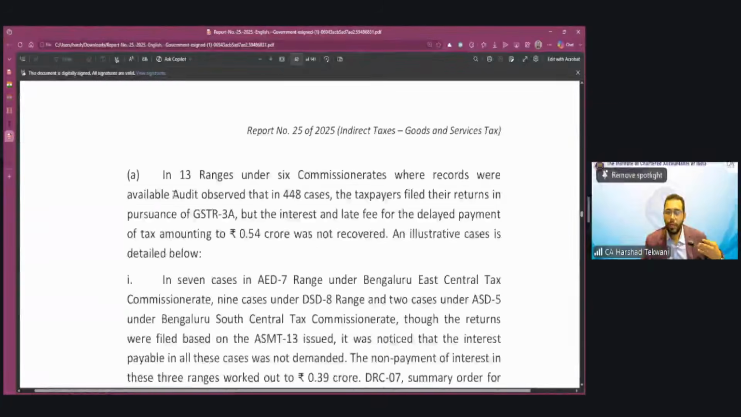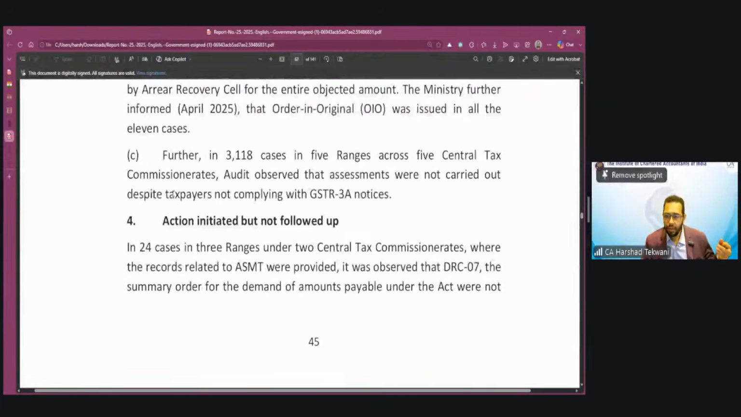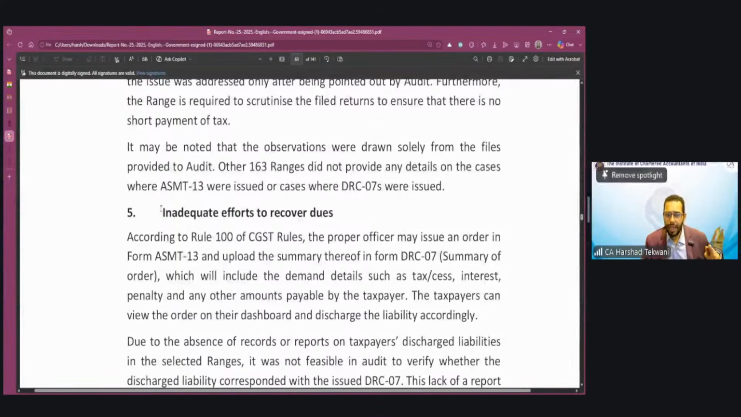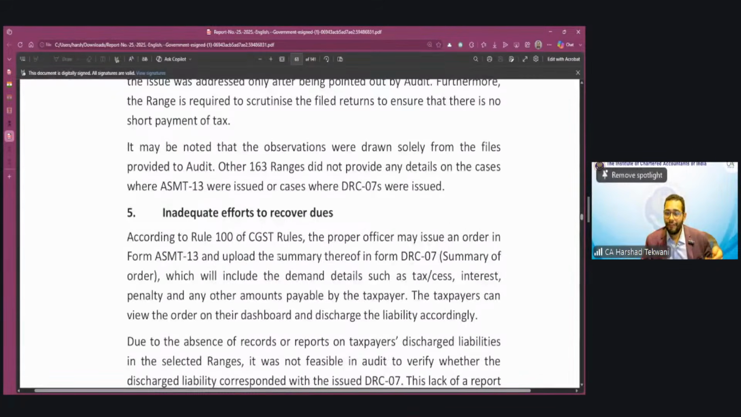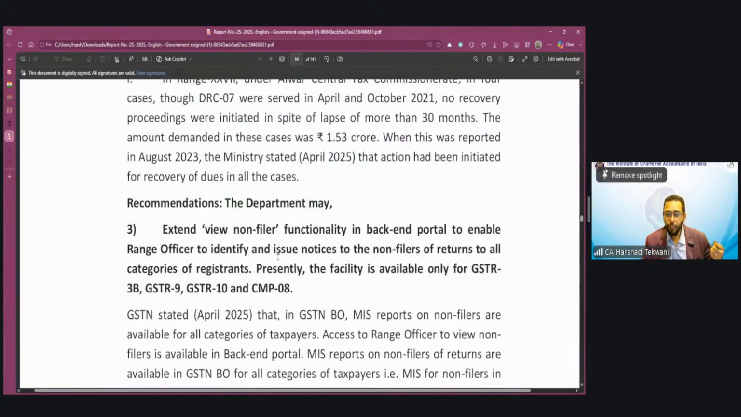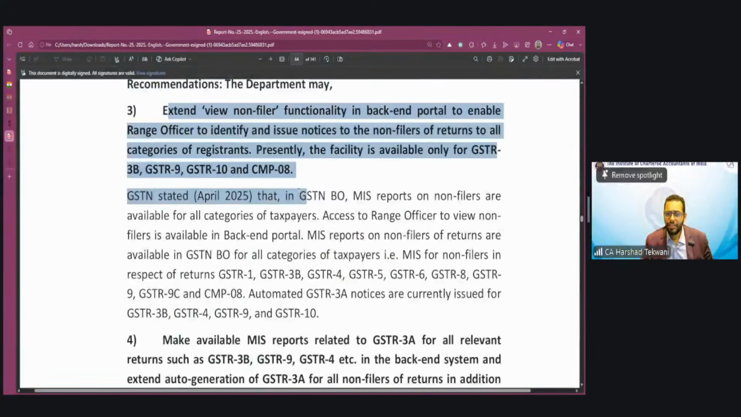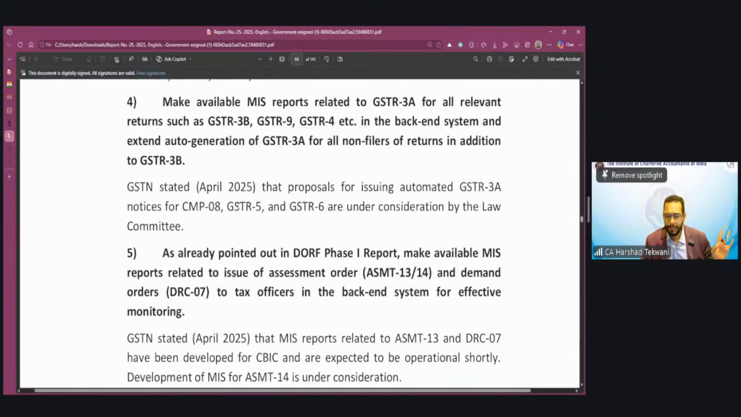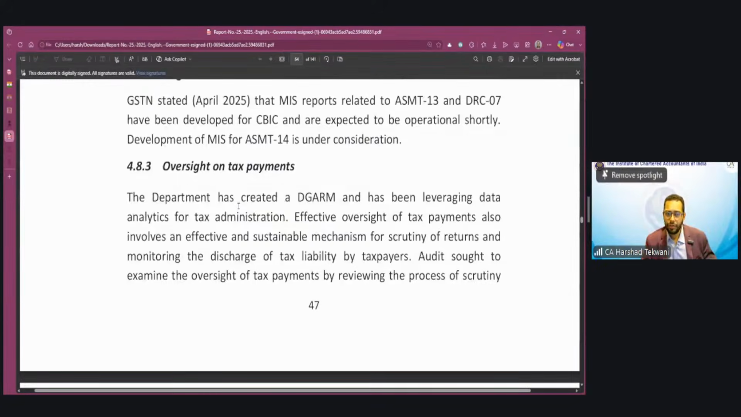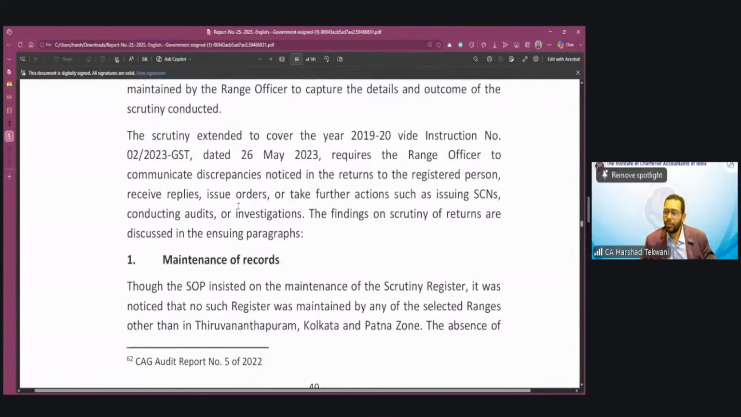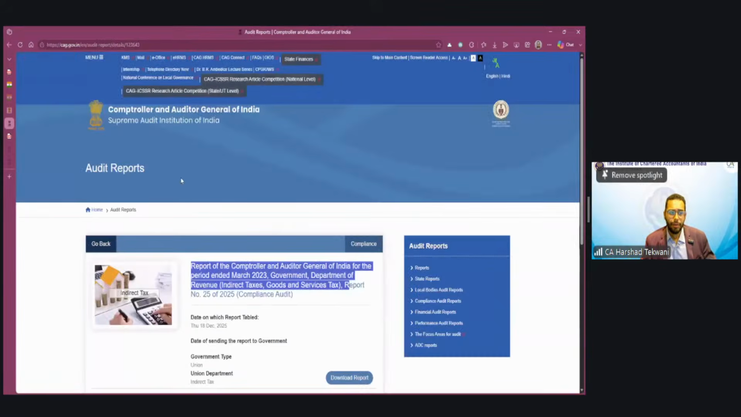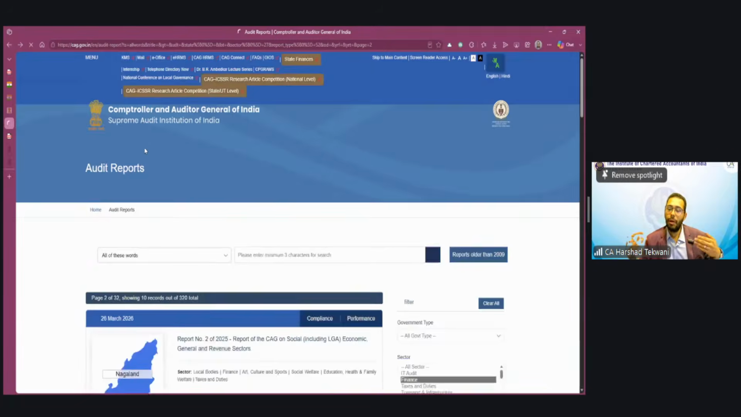the respective zone departments and everything. I'm not going into much detail, but as of now, inadequate efforts to recover dues, proprietary in nature. They should have taken the efforts to recover the dues. Again, there are recommendations provided from time to time, but just as of now, I'm not going into the recommendations. I'm just talking about what was identified and how the proprietary things can come into the picture. Let's see one more compliance audit report to gather much more understanding.